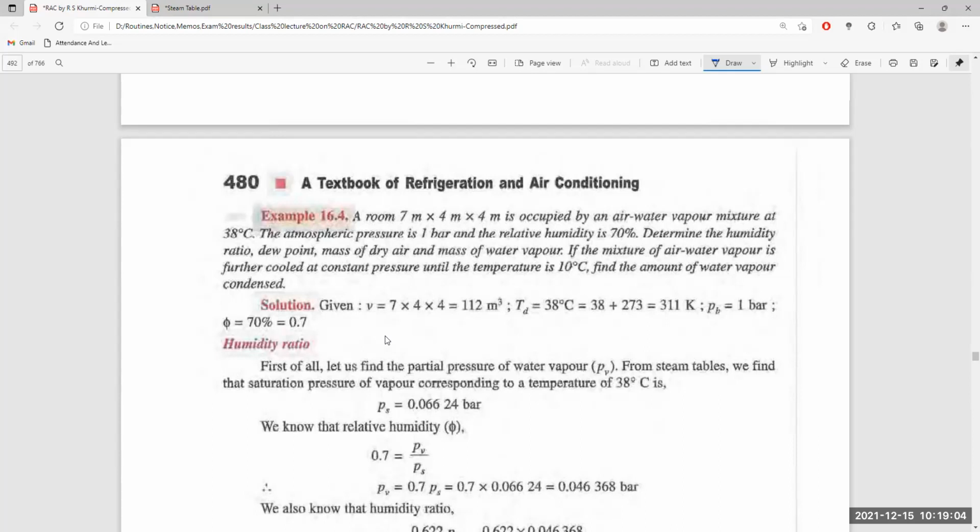If the mixture is further cooled at constant pressure until the temperature is 10 degrees centigrade, then find the amount of water vapor condensed.